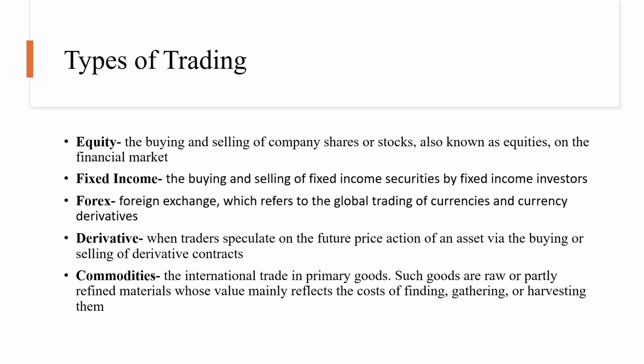Next, the types of trading. The first one would be equity, which is the buying and selling of company shares or stocks, also known as equities, on the financial market. An example of this would be when a professional calls your bank and asks to buy 1 million shares of a particular company stock. Then you can see what price you can offer. That would be an example of equity trading. Next would be fixed income trading, which is the buying and selling of fixed income securities by fixed income investors. The most popular example of this would be bonds.